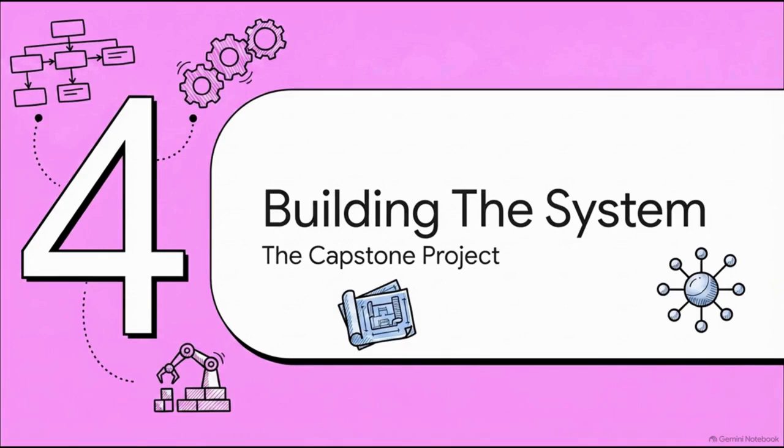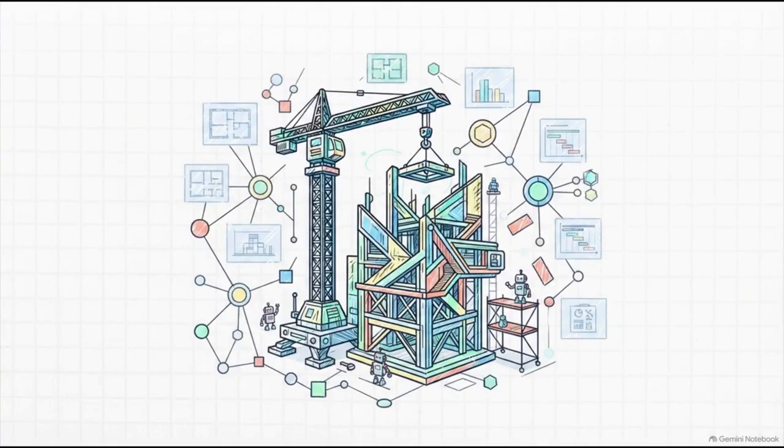Section 4. Building the system. The capstone project. Okay, so we've gone over the core theory from the Day 7 materials, we understand the role of the planning agent, that nesting doll breakdown of subtasks, the strict logic of dependencies, and of course the safety net of retry strategies. Now we arrive at the practical application, the capstone project.